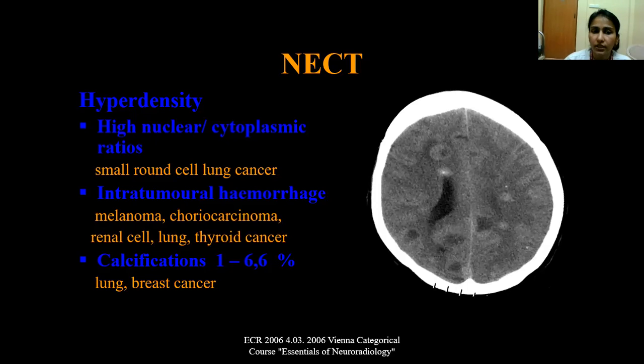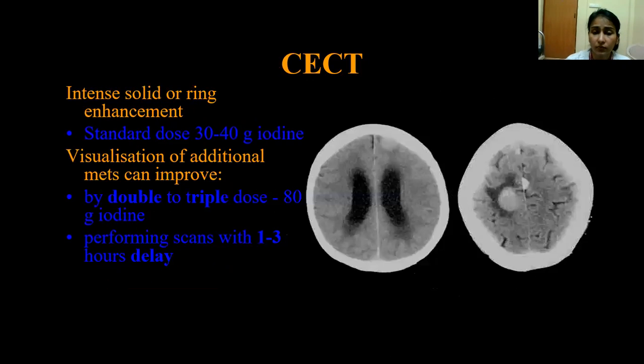Okay, so if there is any intratumoral hemorrhage, we have to look for the characteristic primaries. The main primaries which cause hemorrhagic metastasis are melanoma, choriocarcinoma, renal cell carcinoma, lung carcinoma, and thyroid carcinoma. And calcification: if we are seeing any calcification, we have to go towards lung cancer or breast cancer. This was about NECT.